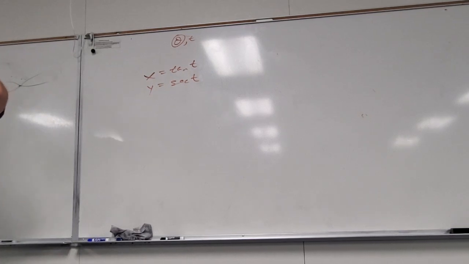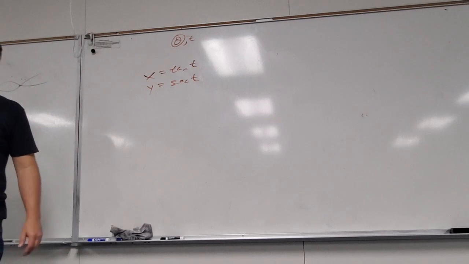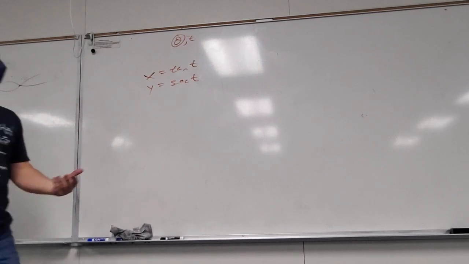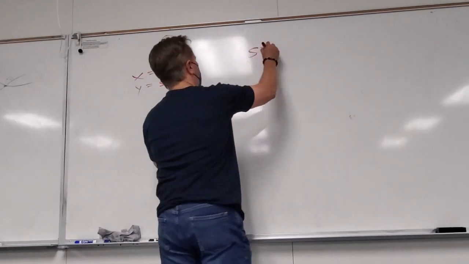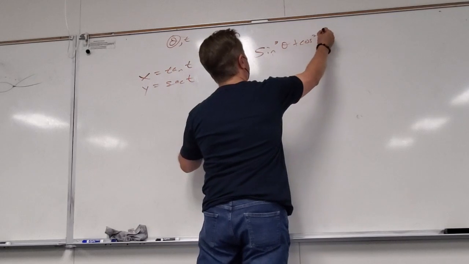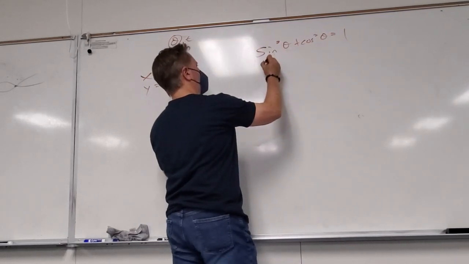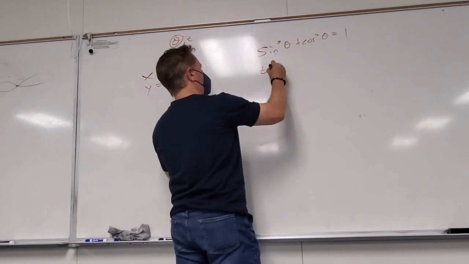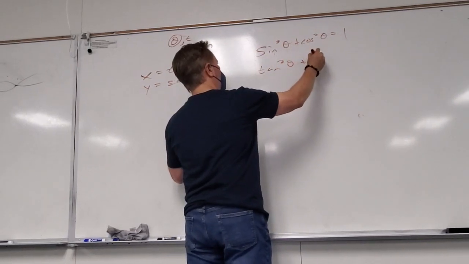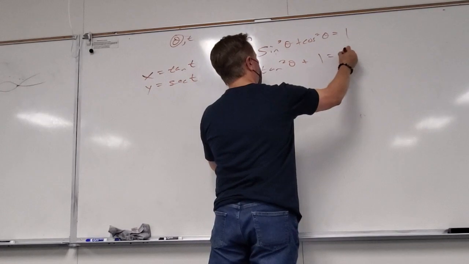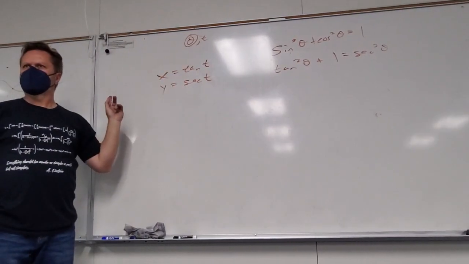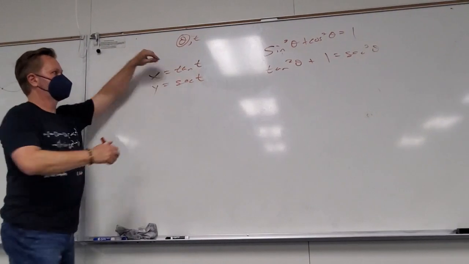Say again? You could, but it's not going to be good enough. What are the identities that you know? What's sine squared plus cosine squared? 1. Give me another one. Divide by cosine squared, you get tangent squared plus 1 equals. Okay. So immediately I can write what?